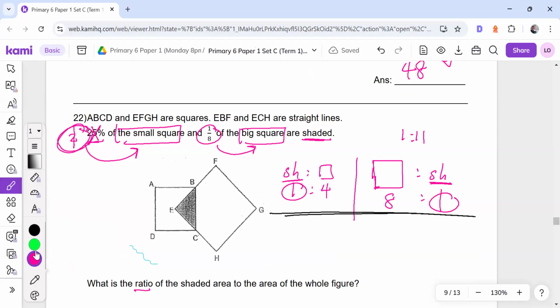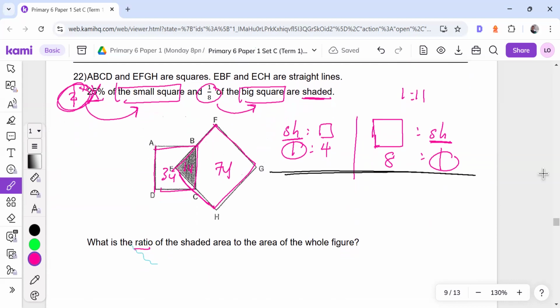All right, the next step is you will have to put inside your diagram. Put the numbers inside the picture. So the small square is 4 units. So 4 minus 1 becomes 3, which is the unshaded. And the big square is total how many? 8 units, right? 8 minus 1, the unshaded is 7. So you have to put the numbers in the picture. That is the next step.